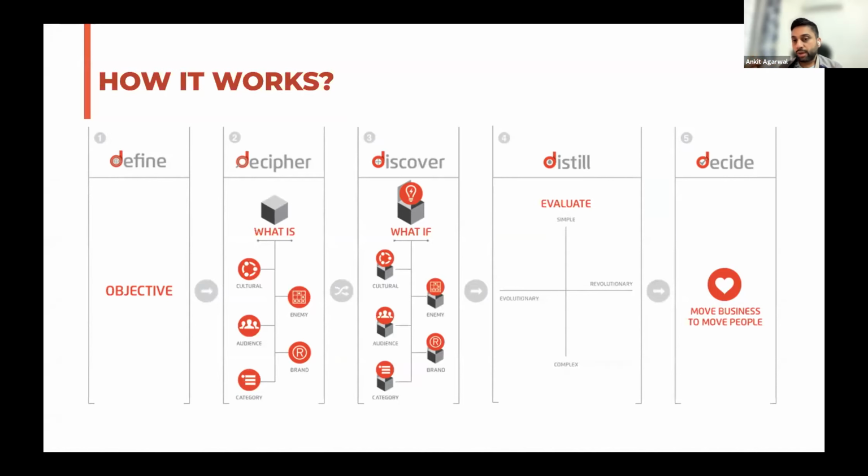We can also look at the bottom right quadrant, which is the complex yet revolutionary, but those would be the ones that you would have to plan for, considering the campaigns would be slightly complex and would need some time to be planned. The left bottom quadrant is something that we try to avoid at all. We don't want complex campaigns which do not move the needle. And the top left ones, of course, simple yet evolutionary, something that you can do in parallel.